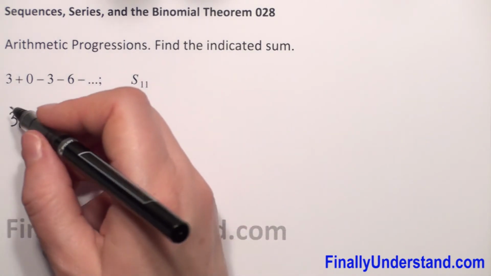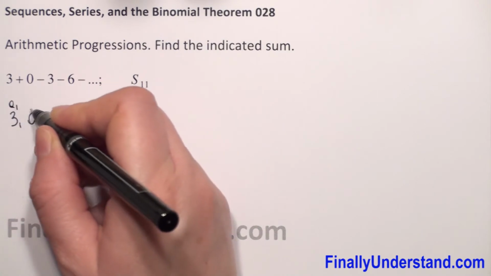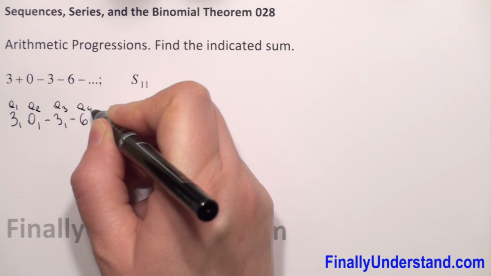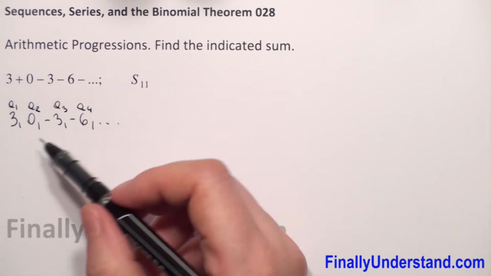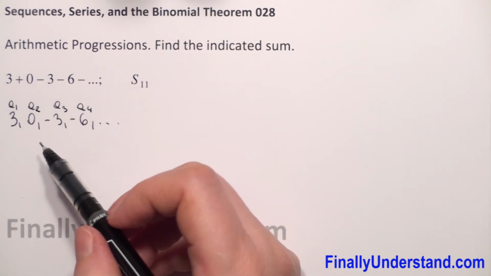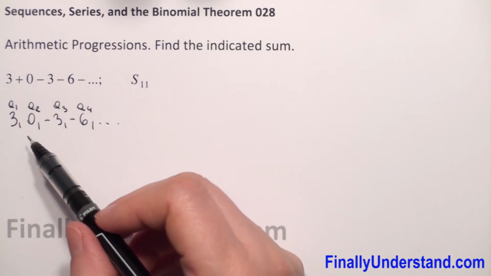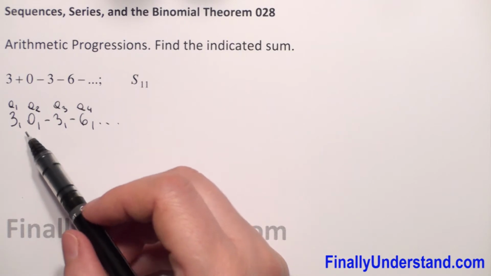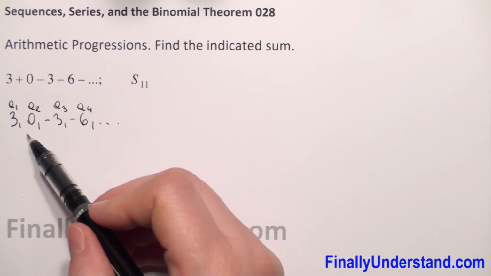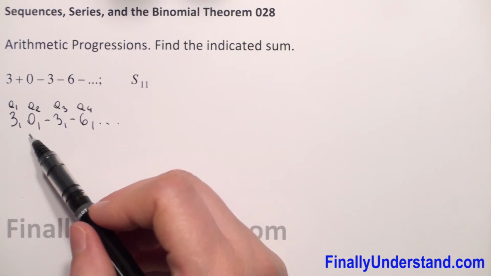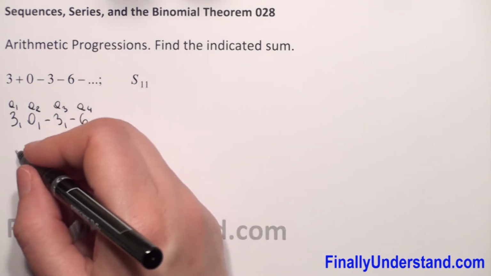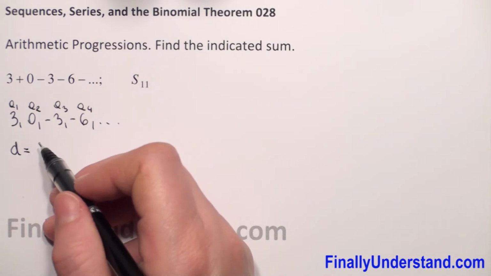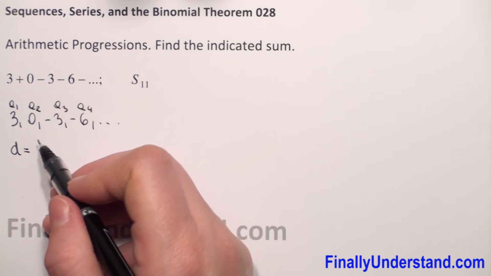So if we put that this is our first term, second, third and fourth and so on, we know that every term after the first in an arithmetic progression is formed by adding a constant d. So to find the constant d, what we have to do? We have to choose two consecutive terms.